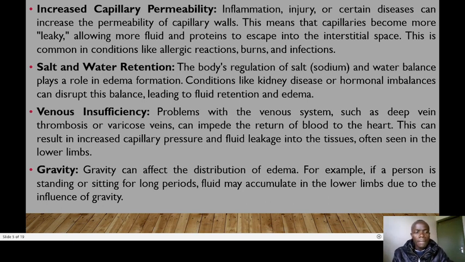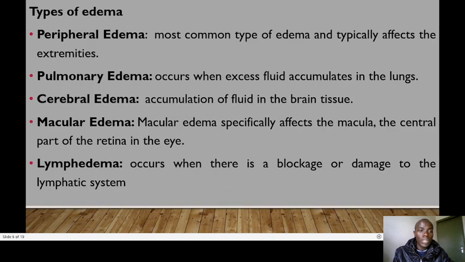For example, if a person is standing or sitting for long periods, fluids normally accumulate in the lower limbs. And when this happens, it leads to increased capillary permeability, capillary pressure. As a result, this fluid is pushed to the interstitial space, and this results in the edema.